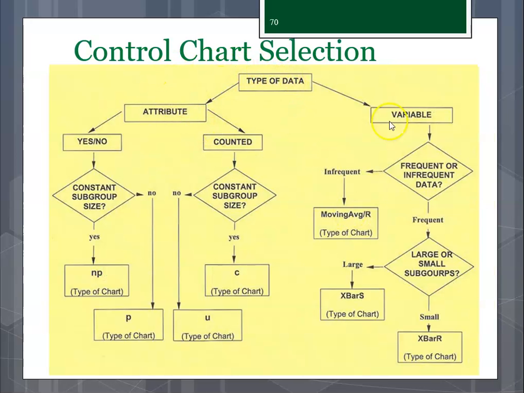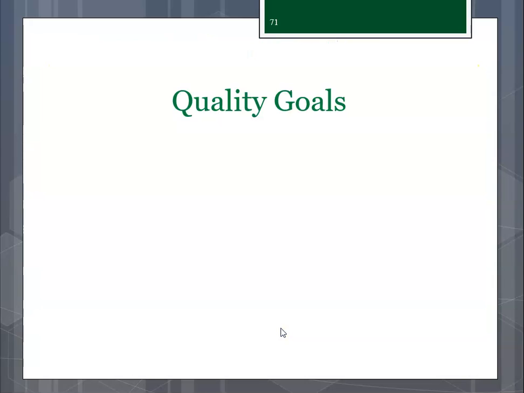So remember, when you're collecting your data, we're coming back to this chart again. Type of data: do you have variable data or do you have attribute data? If you have variable data, you'll be creating these types: X bar R or an X bar S, maybe a moving average R. If you have attribute data, you'll be creating an NP chart, a P, a C, or a U chart, depending on which way you go down this flow chart. So this is a flow chart, one of the many tools that you use in quality.